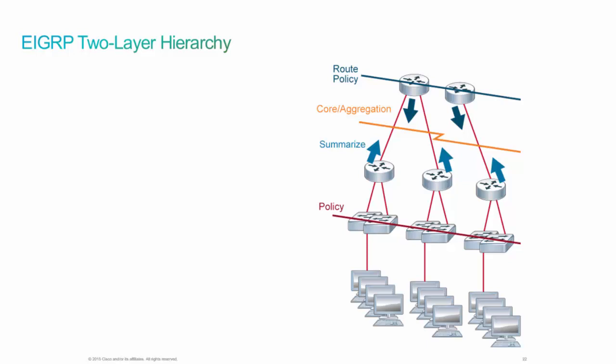All right, let's take a look at the EIGRP two-layer hierarchy, which is what we're seeing here. In this example, we have our network users in the topology sitting down here at the bottom. They are coming into the network at what we would probably call the access layer. And you can see the access layer here, we've got some policy being applied to these devices.